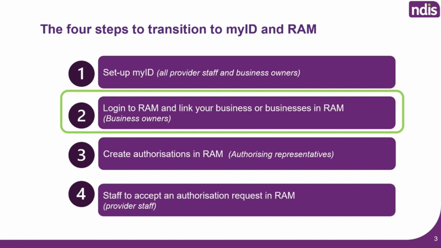There are 4 steps to transition to myID and RAM. Step 1 is setting up myID. Step 2, logging into RAM and linking your business or businesses in RAM. Step 3, creating authorizations in RAM. And step 4 is staff accepting authorizations and requests in RAM. In this session, I will focus on step 2, which is logging into RAM and linking your business or businesses in RAM.